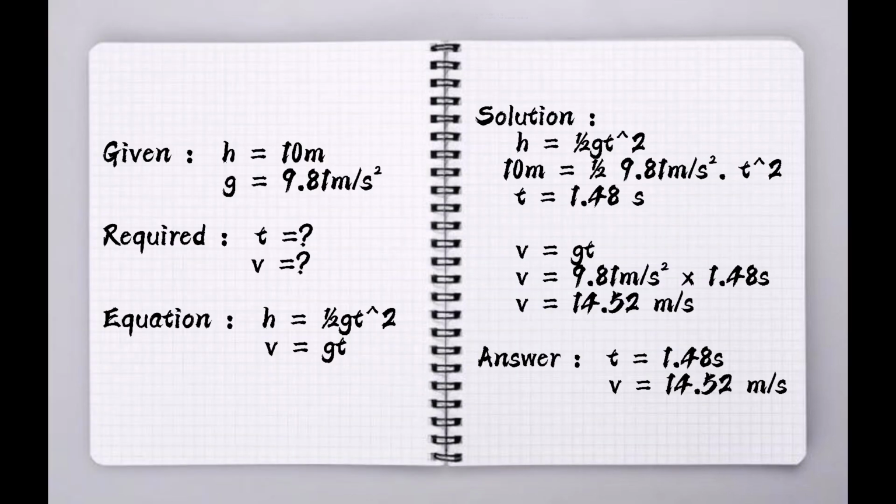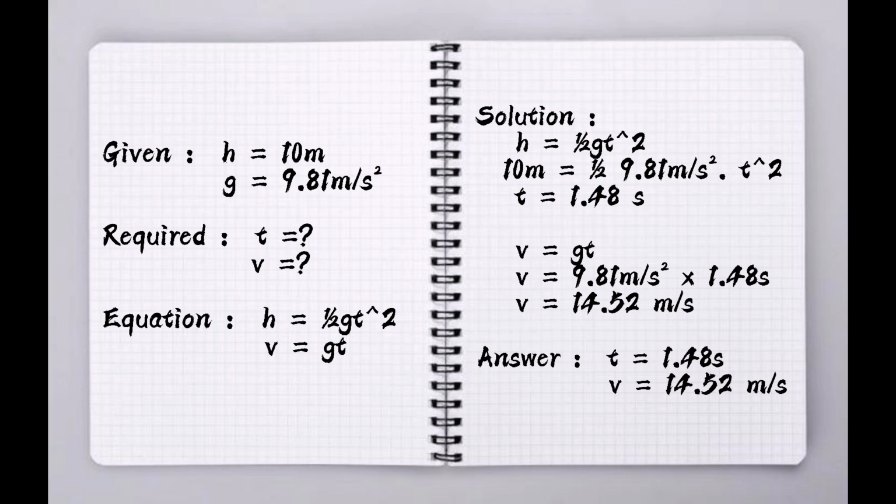Given: height is 10 meter. g is 9.81 meter per second squared. Required: time of motion and velocity when it hits the ground. Equation: h is equal to 1/2 gt squared. v is equal to gt.